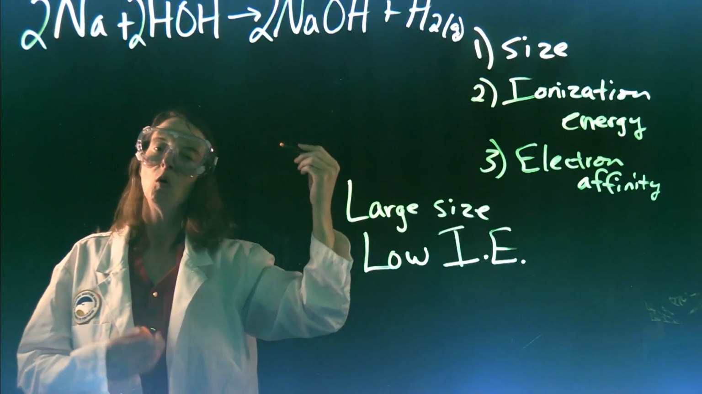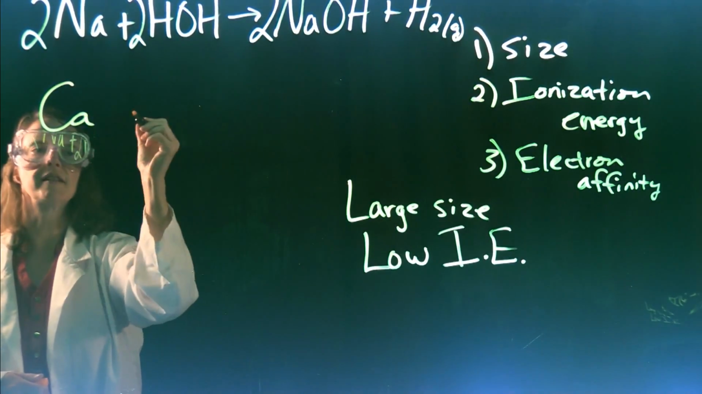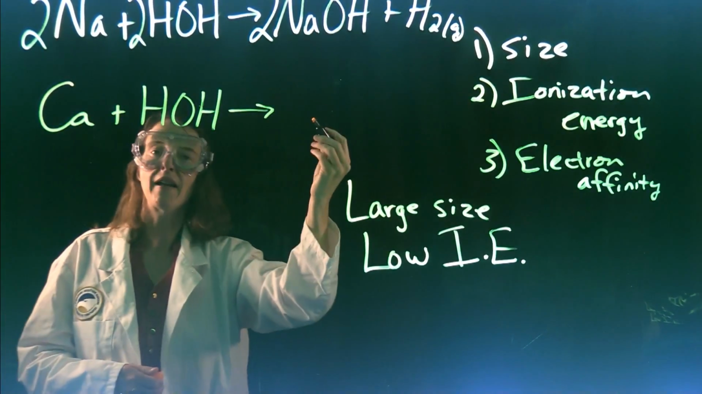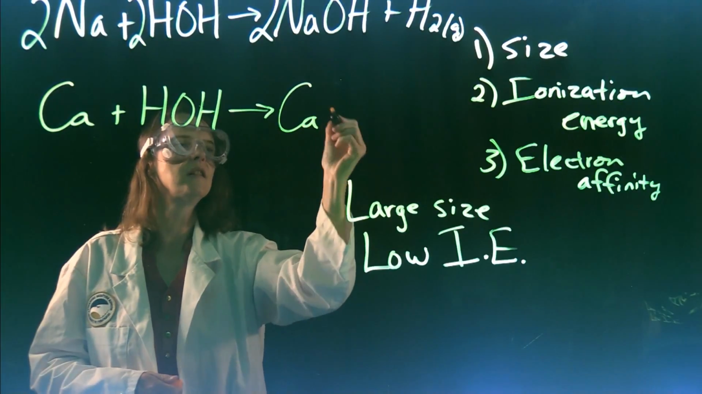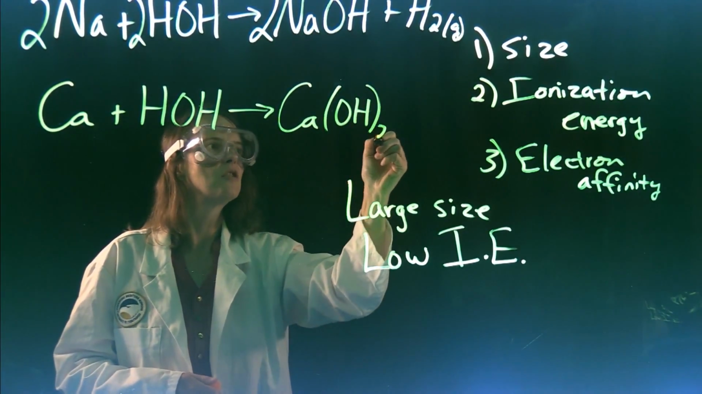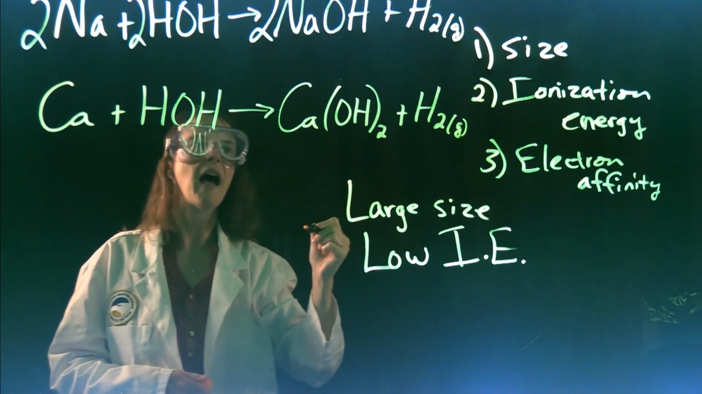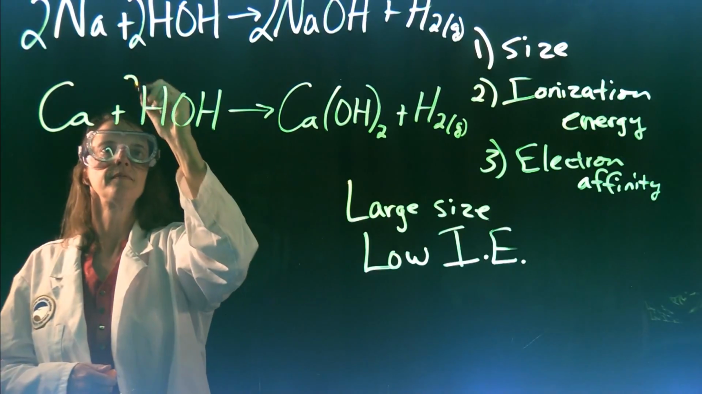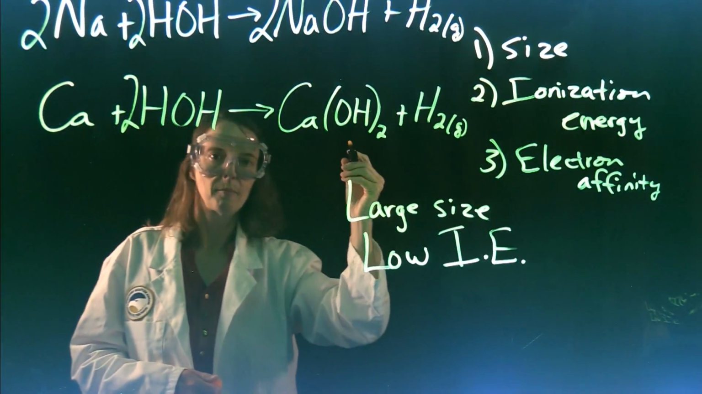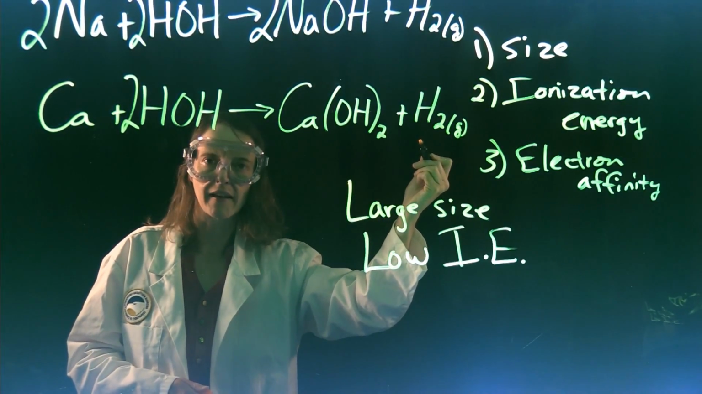When a group 2 metal undergoes this reaction, for example calcium, the pattern for reaction looks a little different. Because calcium is a group 2 metal, it forms a +2 charge, so we get the formula for calcium hydroxide, and once again hydrogen gas. We need a 2 here to balance that. But again, a metal reacting in water is producing hydrogen gas.